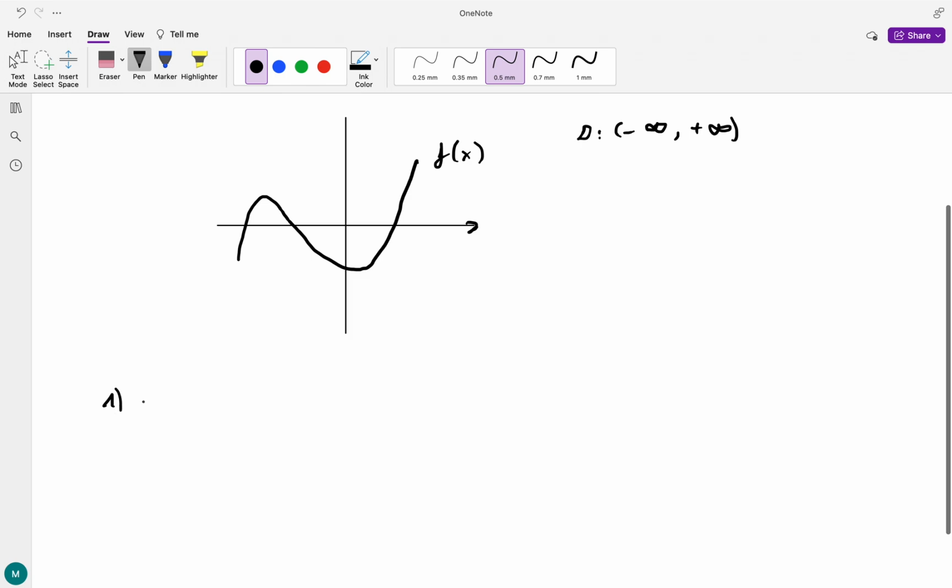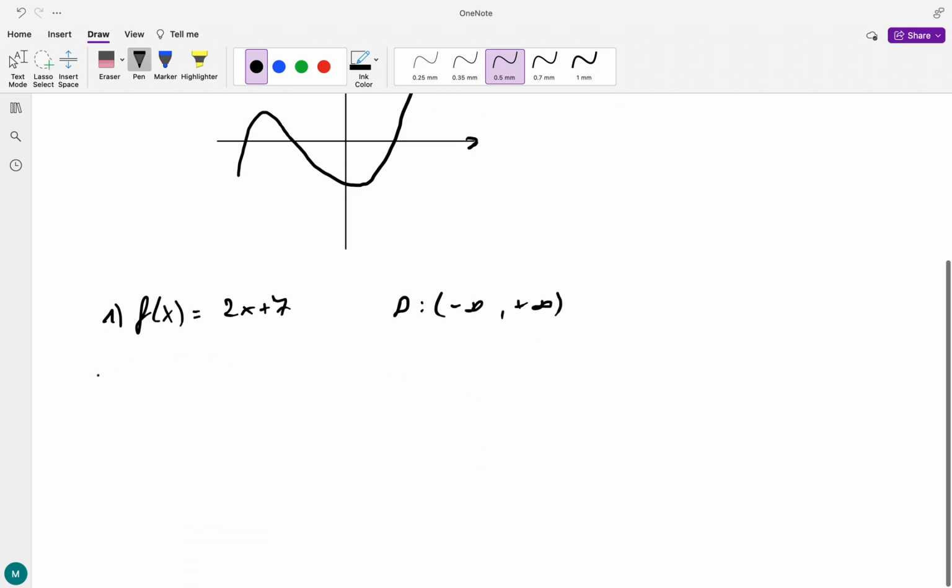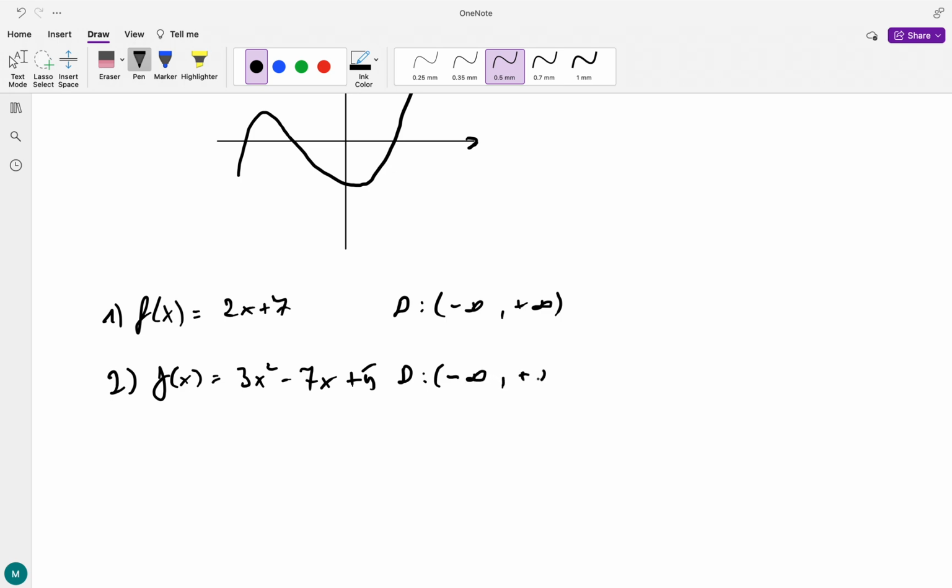So example number 1 would be a linear function. That's 2x plus 7. So here, the domain is from negative infinity to positive infinity. The second example would be a quadratic function where we have 3x squared minus 7x plus 5. And here, once again, the domain is all real numbers, from negative infinity to positive infinity.